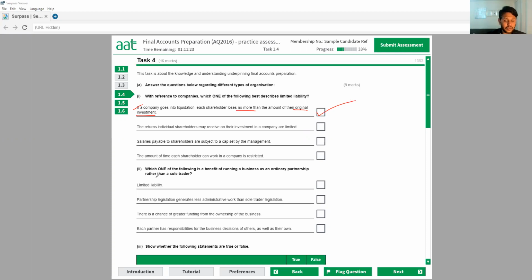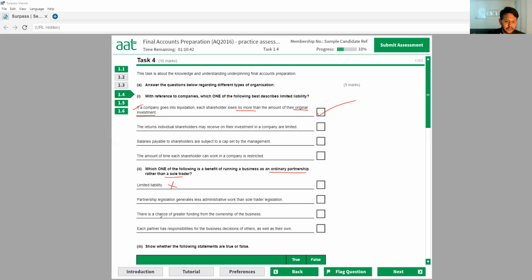Then we have, which one of the following is the benefit of running a business as an ordinary partnership rather than a sole trader? Limited liability, that's not true, because they don't get limited liability. To get limited liability, it has to be a limited liability partnership, not an ordinary partnership. Partnership legislation generates less admin work than a sole trader. That's not a benefit, and it's not true, because a sole trader has less work than a partnership.